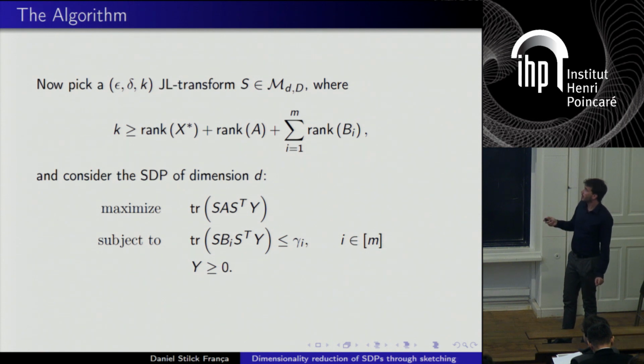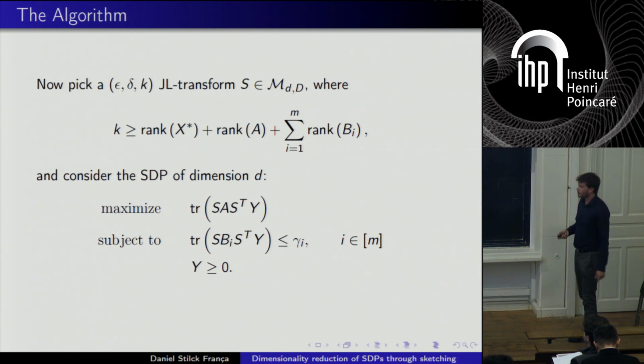you need to pick K such that it is larger than the rank of your optimal solution, of your target functional, and of the matrices that define your constraints. But you can always bound this by m plus 2 large D squared. And as we have this logarithmic dependency on K on the dimension, you don't need a really good bound on K for this to work.